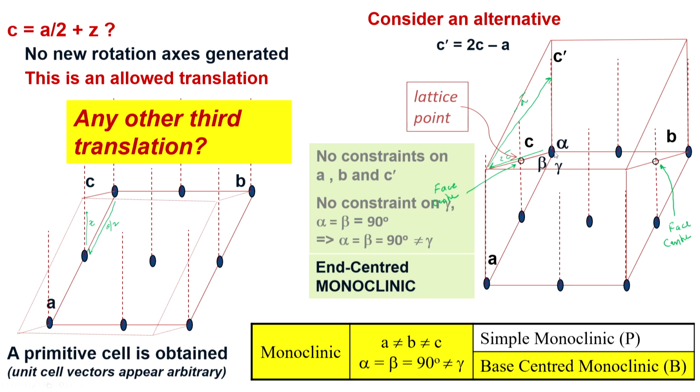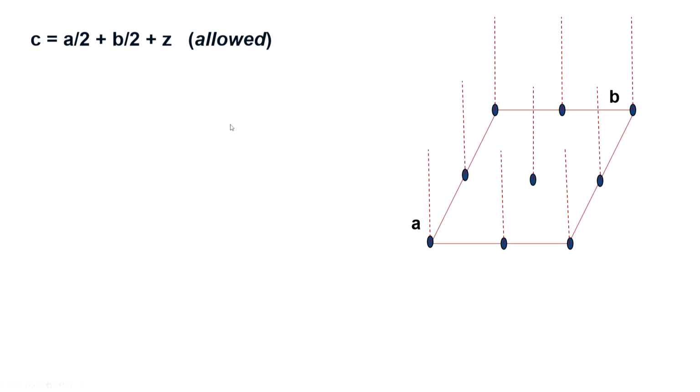Well, there can be a third translation starting again from the origin and defining it like this, so this could be a new C vector which would be B by 2 plus Z. Well, actually this makes no difference. This will also produce, as you can see, an end centered lattice, but now the face which is centered is the A face.